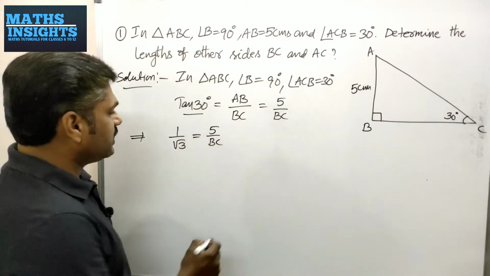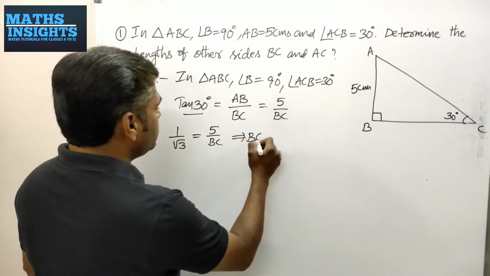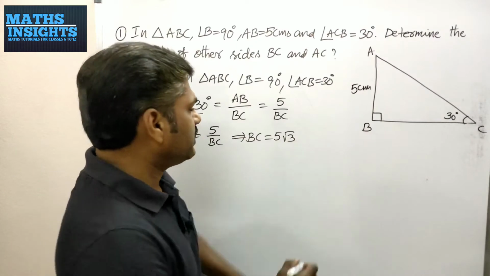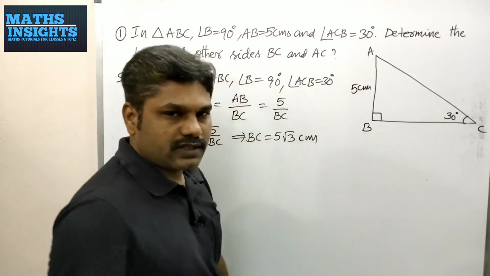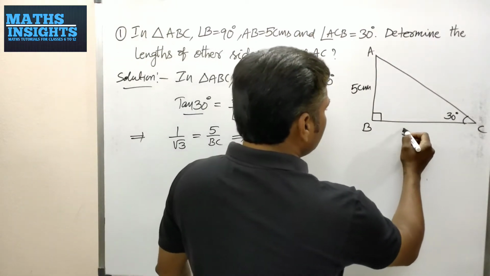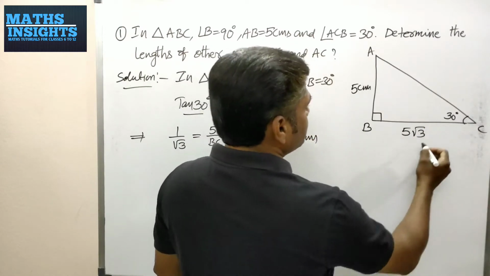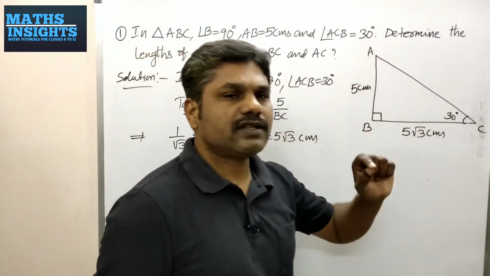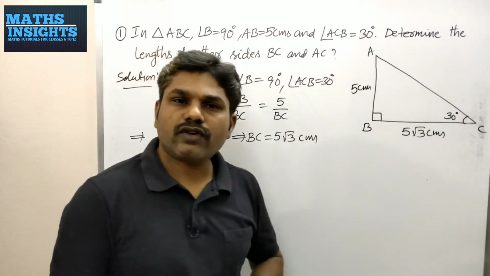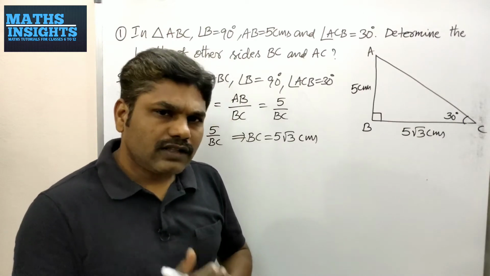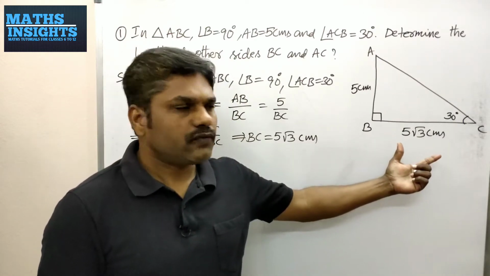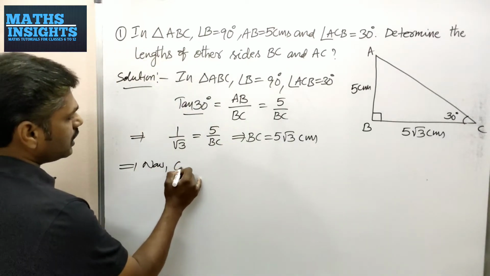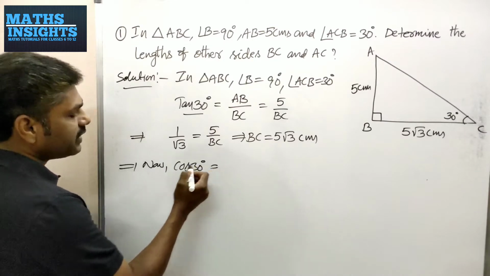Therefore, on cross multiplication, I will get the value of BC as 5 into root 3. Since these are centimeters, therefore these will also become centimeters. Therefore, you got the length of side BC as 5 into root 3 centimeters. Now, if you want to find this length, it's very easy, not required to have any trigonometric ratio. Otherwise, you may have cos theta also. If you apply cos theta, that implies cos 30. Why are you taking cos 30?